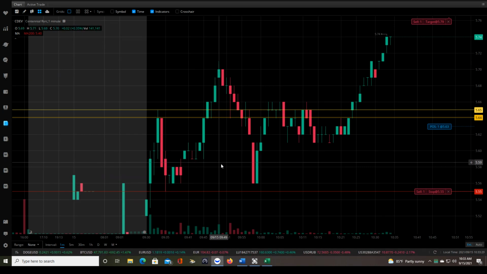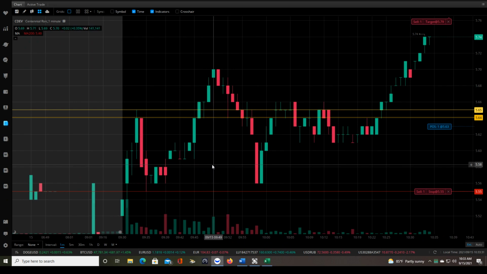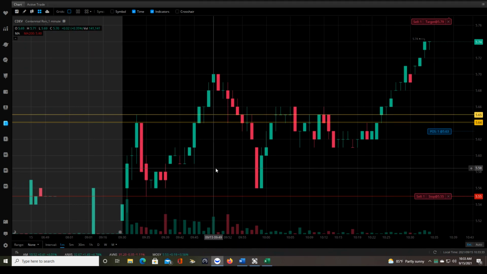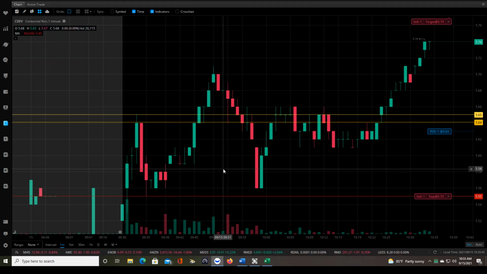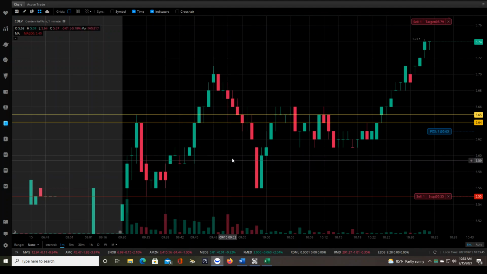But I'm going to stick with this because the idea is that mid caps are supposed to be a little bit more predictable, a little bit more stable. And if it doesn't work on a mid cap, then it shouldn't work on a small cap. That doesn't mean that's going to be the case, but we're going to find out after trading 100 trades here.